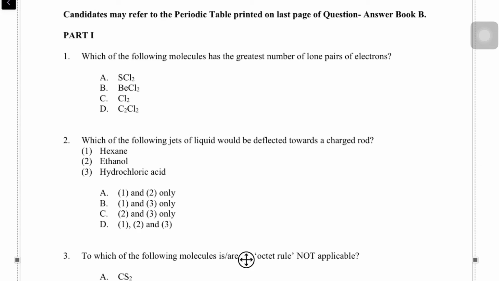And so here is the paper 1A answer. So you can just move forward to the questions you want. I'll explain one by one.